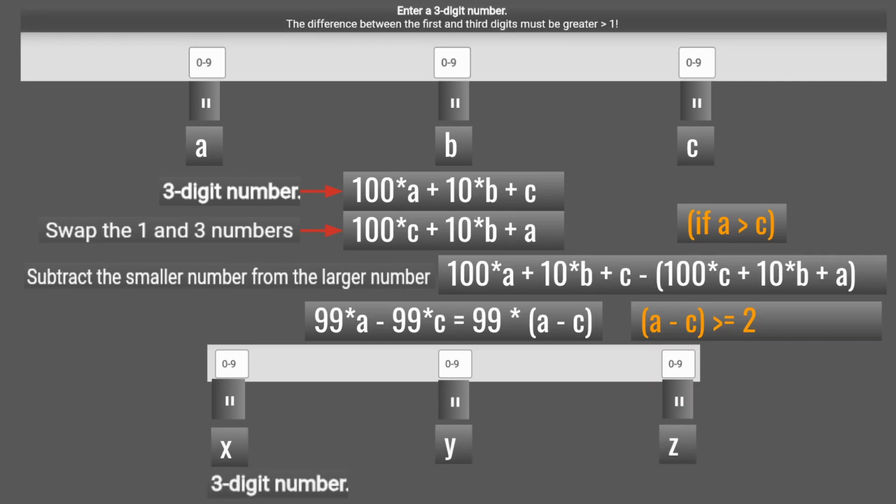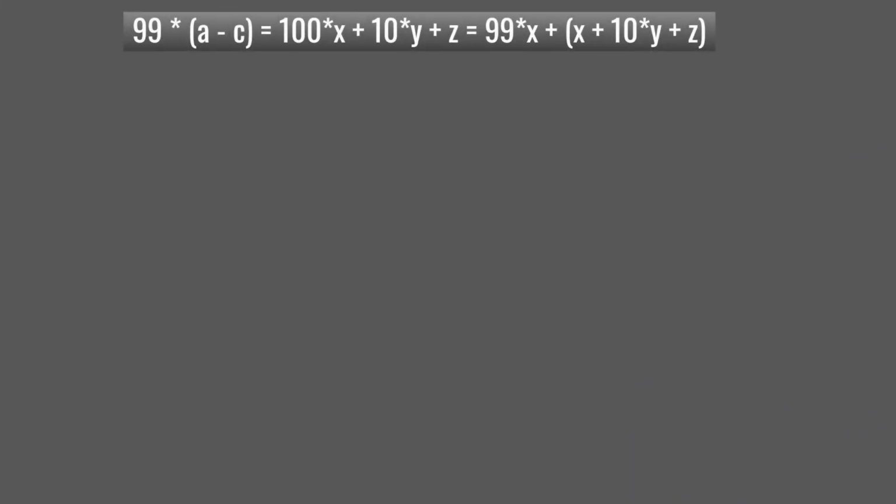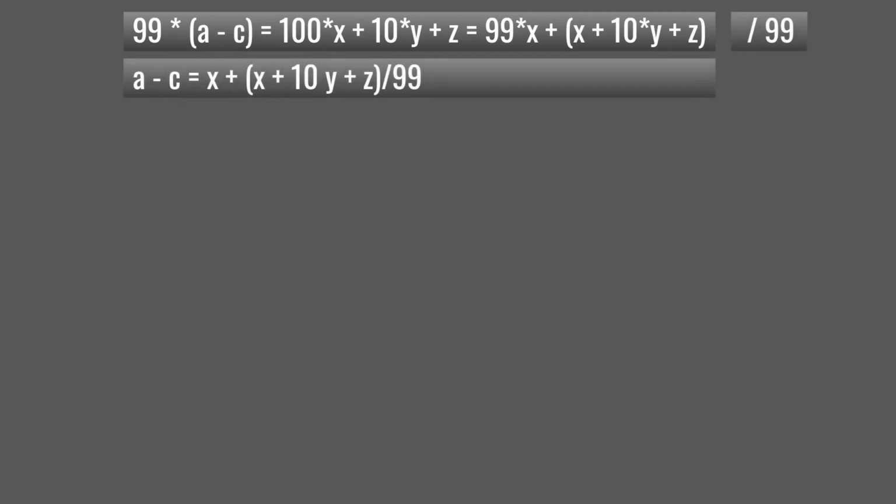Let the first digit of this number be X, the second Y, and the third Z. Then this three-digit number will be equal to. Next. Divide by 99. Next.